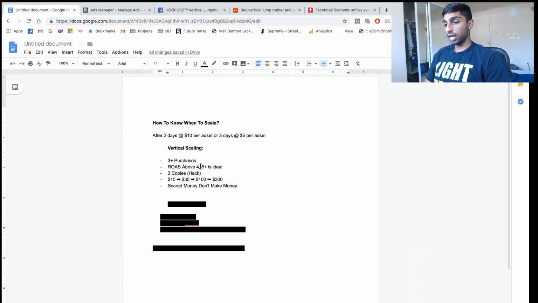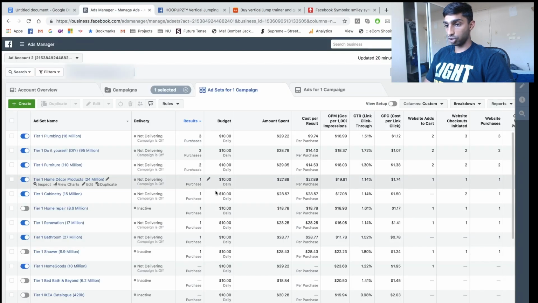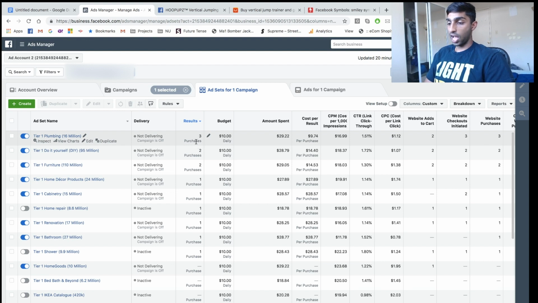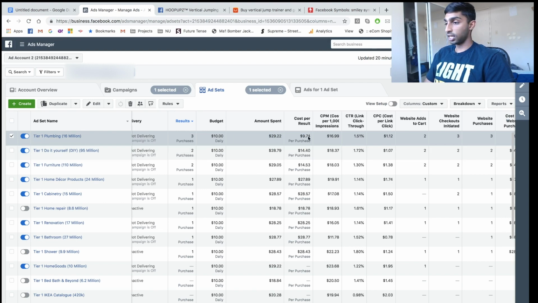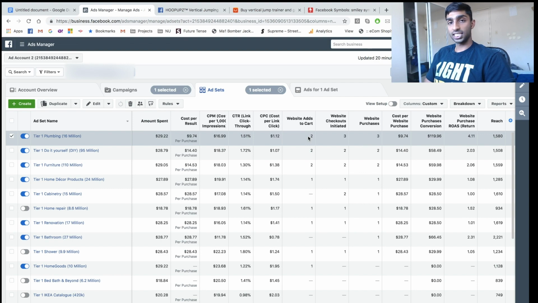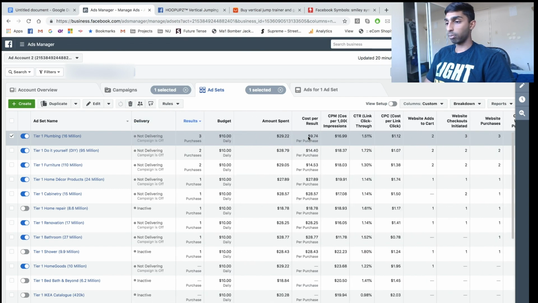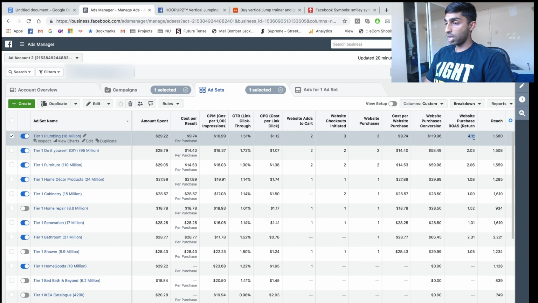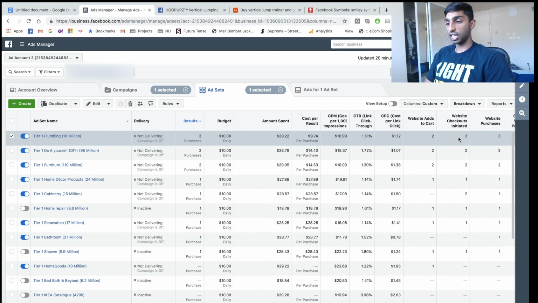And let me show you that. So let me go into my ads manager and show you what I'm talking about. So as you can see here, 3 purchases, right? So I would scale this ad set after 2 days, or 3 days, I guess, in this. It has a cost per purchase of $9.74, which is good, but I don't really look at the cost per purchase because that is very different based on what your product price is. So I look for the ROAS, right? So my ROAS here is 4.11, which is solid. That's a good ROAS. So I know I have 3 purchases and a ROAS above 4, like I talked about. So this is an ad set that is now eligible or ready to be scaled, or at least tried to be scaled.